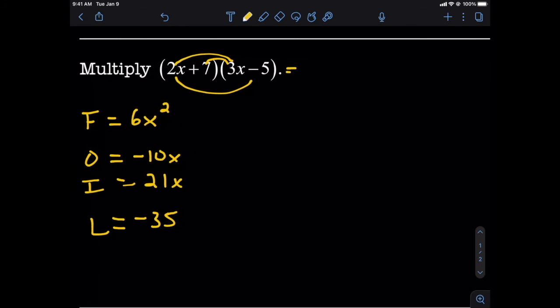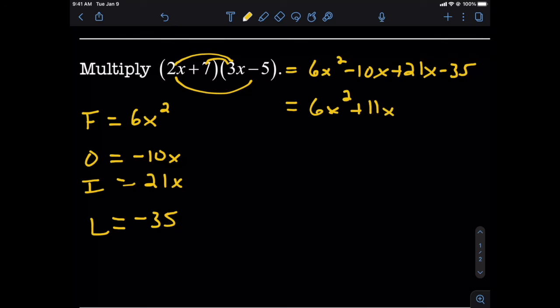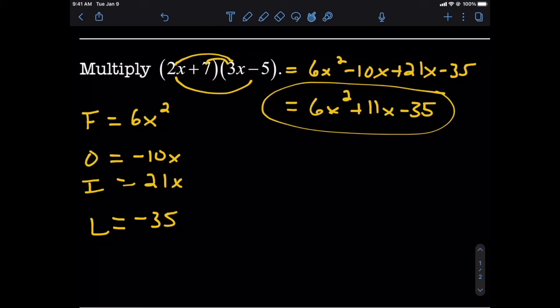Now we add all of our products together and combine our like terms. We do 6x squared minus 10x plus 21x and then minus 35. Our two x's in the middle can be combined here, negative 10 plus 21. This gives us a final answer of 6x squared plus 11x minus 35. And that, as they say, is that.